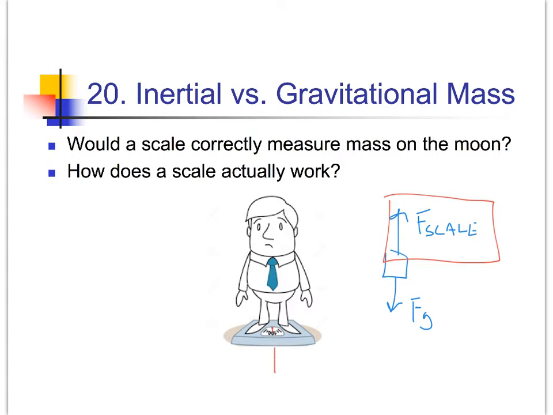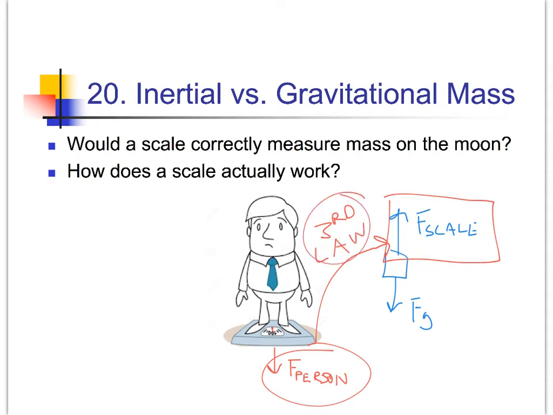And the way it does that is because when the scale pushes up on the person, the person pushes down on the scale, and that's what the scale is truly reading, but that force is equal to the force that the scale exerts up on the person due to Newton's third law. Okay, so that's what the scale is truly measuring. Now, how do we get our weight from it? Well, if our acceleration is 0, that means that the force of gravity simply equals the force of the scale, and we get a correct reading.